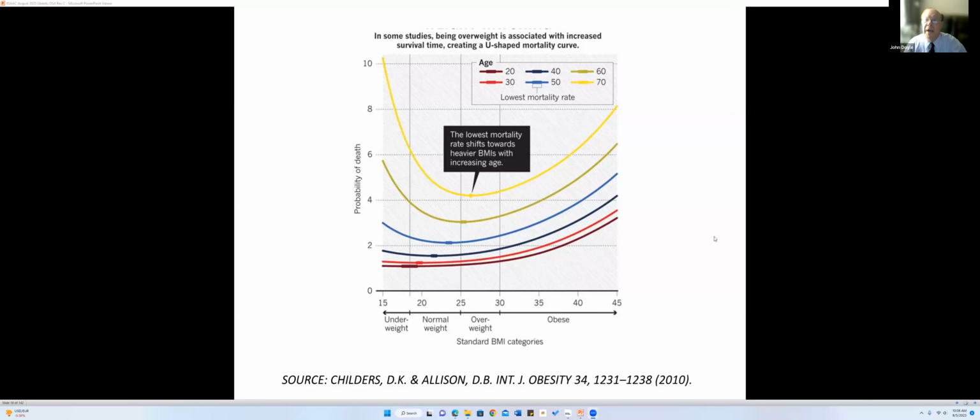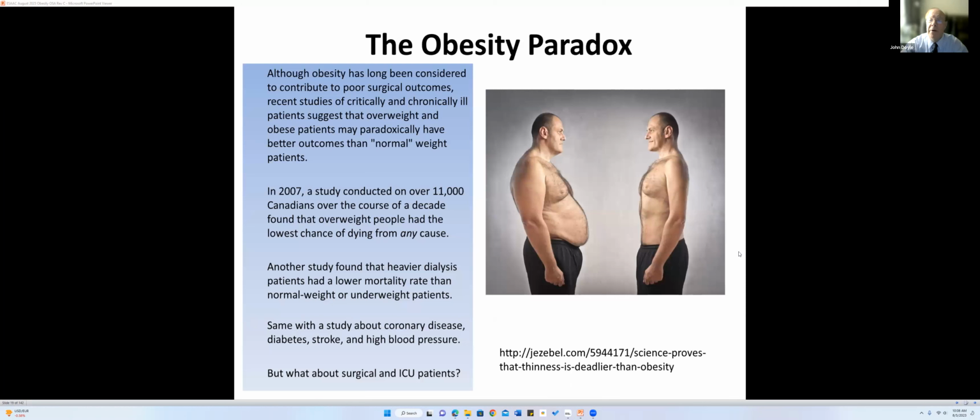In some studies, being overweight is associated with increased survival time, creating a U-shaped mortality curve that is counterintuitive. If you look at the probability of death scaled here on the vertical axis, on the horizontal axis you have underweight, normal weight, overweight, and obese. You can see that the lowest mortality rate shifts towards heavier BMIs with increasing age. You can see the various curves here go from age 20 to age 70. So this is a bit of a paradox. Why is it that in some cases, obesity in mild forms can be beneficial clinically? It's called the obesity paradox.